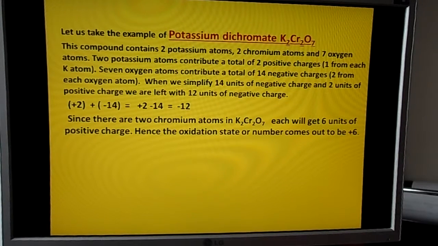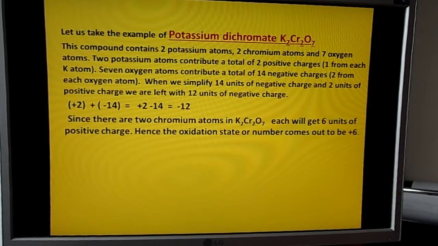Now, taking the example of potassium dichromate. This compound contains 2 potassium atoms, 2 chromium atoms and 7 oxygen atoms. So 2 potassium atoms contribute a total of 2 positive charges, 1 from each potassium atom. 7 oxygen atoms contribute a total of 14 negative charges, 2 from each oxygen atom. Then we simplify 14 units of negative charge and 2 units of positive charge. We are left with 12 units of negative charges. Now, these 12 units of negative charges are for 2 chromium atoms. So, since we have to find out the oxidation state of 1 chromium atom, we will divide it by how much? 2. So it comes out to be plus 6. So in potassium dichromate, the oxidation state of chromium is plus 6.